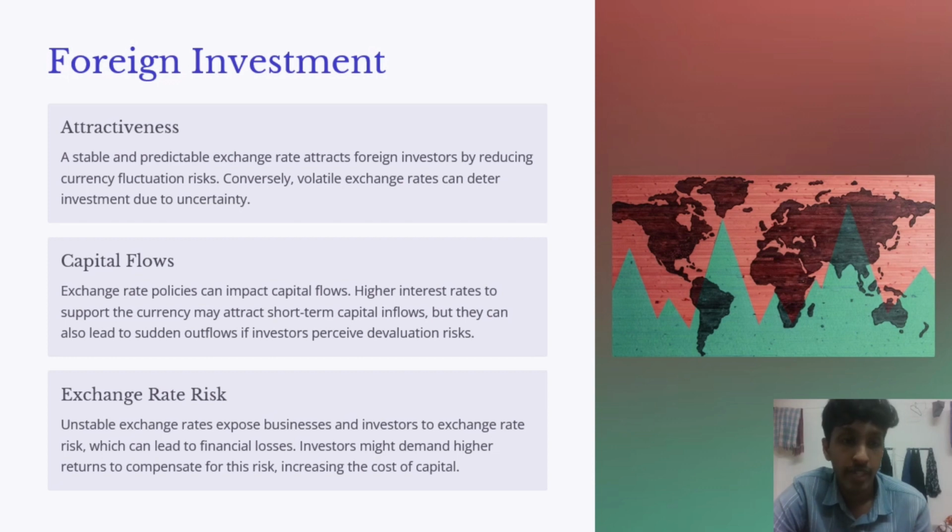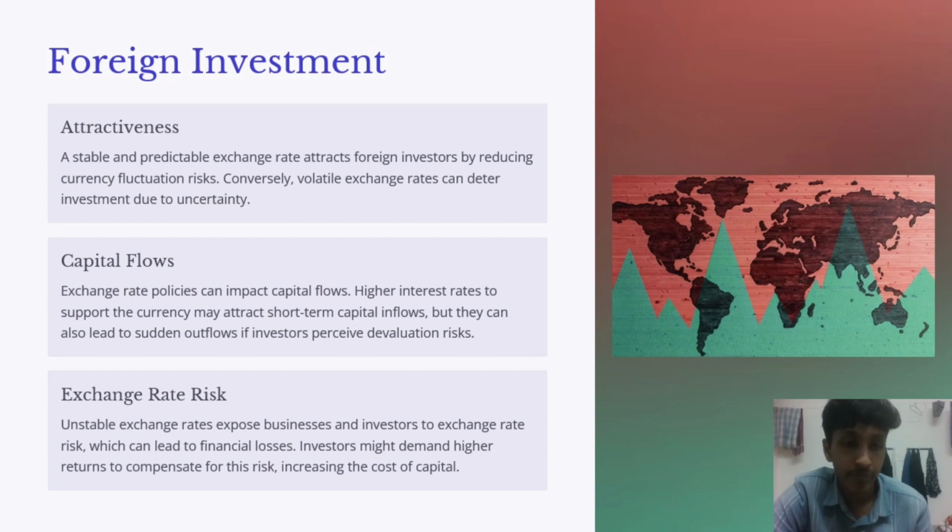Capital flows. Exchange rate policies can impact capital flows. A higher interest rate to support the currency may attract short-term capital inflows, but they can also lead to sudden outflows if investors perceive devaluation risk. So capital flows are the movement of money in and out of the country. So a high interest rate can attract foreign investors. This means that more money is flowing into the country. However, if investors think the currency might get weaker, they might quickly take their money out.